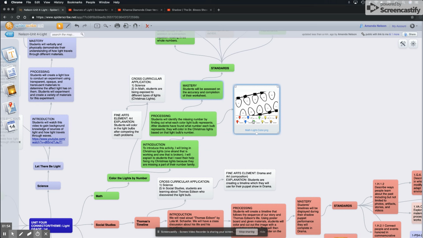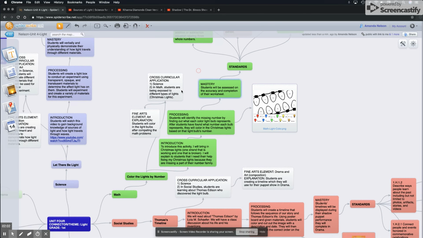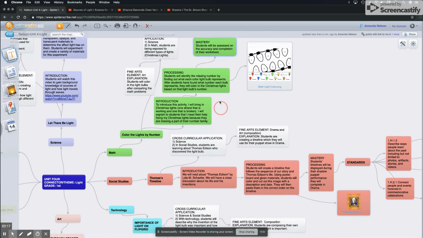I also think it would be fun to hang up the fixed Christmas lights around the classroom for the remainder of this unit. So my fine arts element that I'm using is art because students will be coloring in their worksheets here. And then my cross-curricular application is, of course, science, in which students are going to be exposed to a different type of light in the Christmas lights.